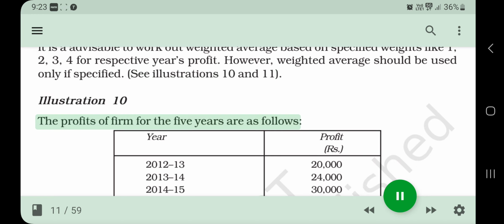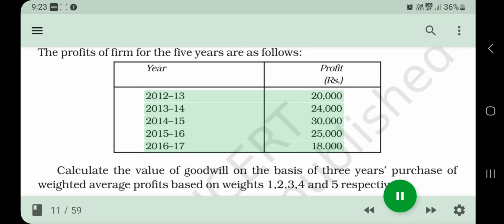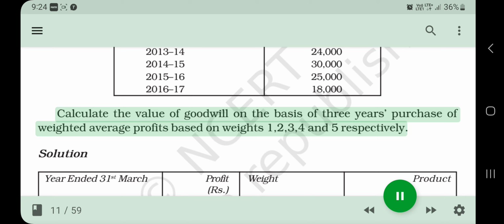Illustration 10. The profits of firm for the 5 years are as follows. Year, profit Rs. 2012-13, 20,000; 2013-14, 24,000; 2014-15, 30,000; 2015-16, 25,000; 2016-17, 18,000. Calculate the value of goodwill on the basis of 3 years' purchase of weighted average profits based on weights 1, 2, 3, 4 and 5 respectively.